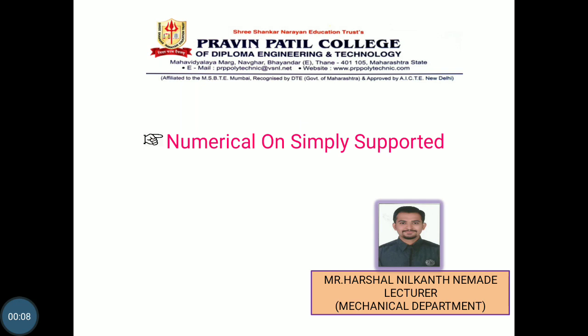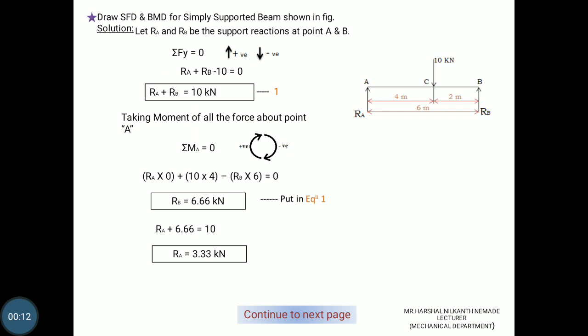We will start with a numerical on a simply supported beam. First, draw the SFD and BMD for the simply supported beam shown in the figure. In this figure, we have to draw the SFD and BMD for the beam shown. We have one span of 6 meters, with a point at 4 meters from the left-hand side.